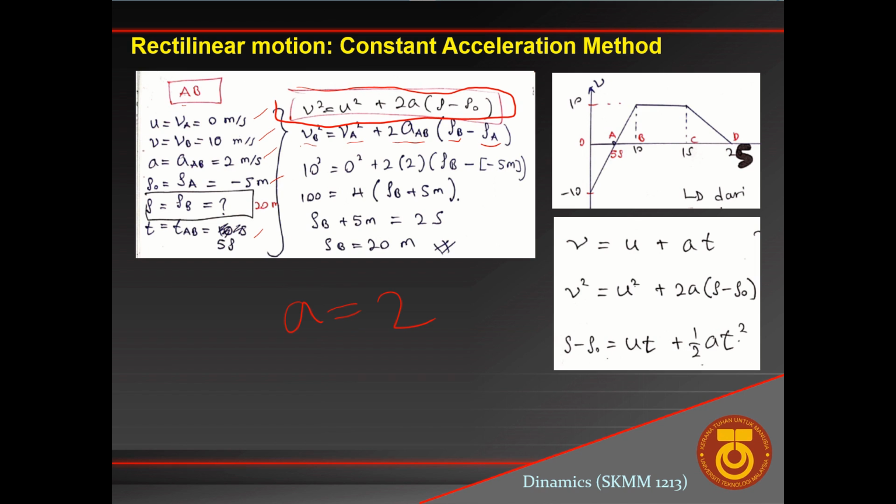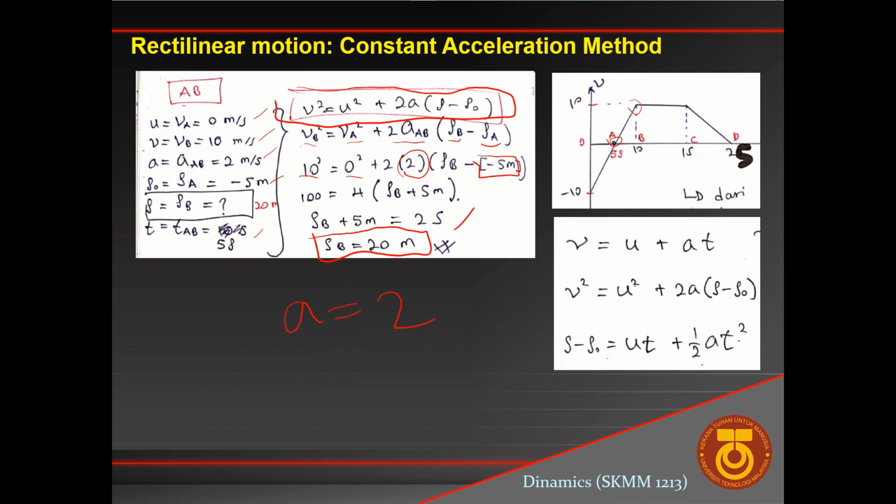Now we're from A to B, so the initial will be s_A. And then you put in the information that you have. This is 10 here, so you put 10 minus initial 0, and 2 meters per second squared that we have already calculated, times s_B, minus this is minus 5 from our previous calculation. We have s_A equal to -5. So from this one we get s_B. Okay, this is from AB.